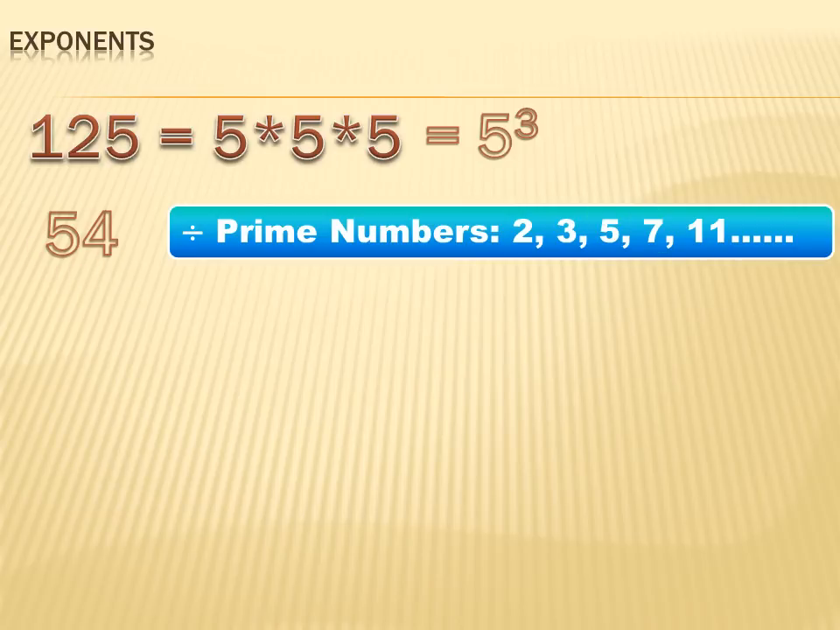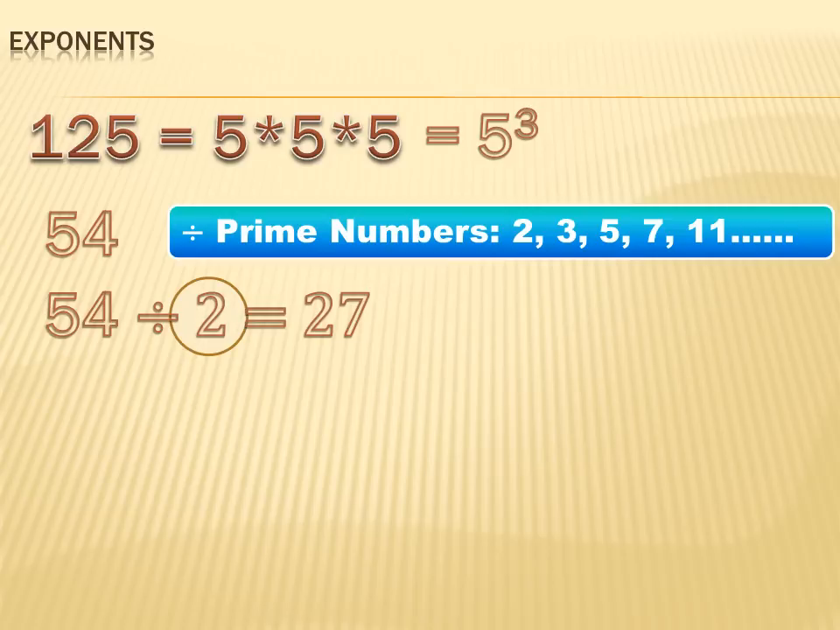So, we'll start with 2. Is 54 divisible by 2? Yeah, 54 divided by 2 equals 27. I've got one prime number that's a factor of 54, so I'll circle it and I'll remember that. Now, is 27 a prime number, or can it be broken down into factors? No, I can break that down. It's not divisible by 2 because it's an odd number. But how about 3?